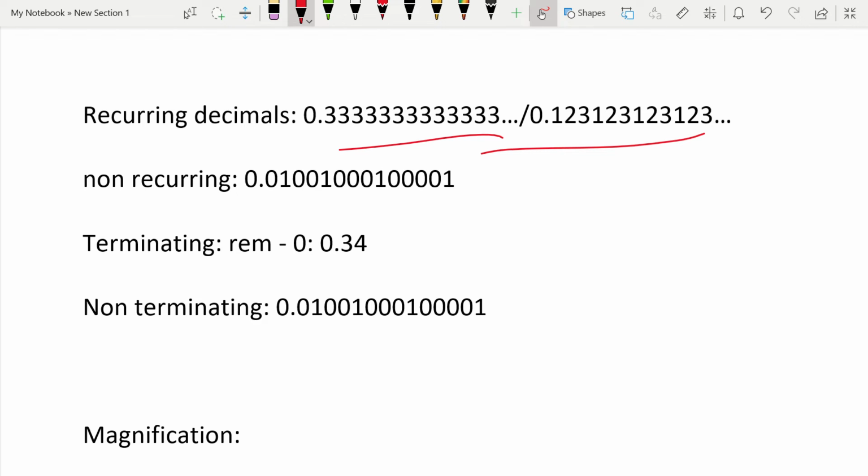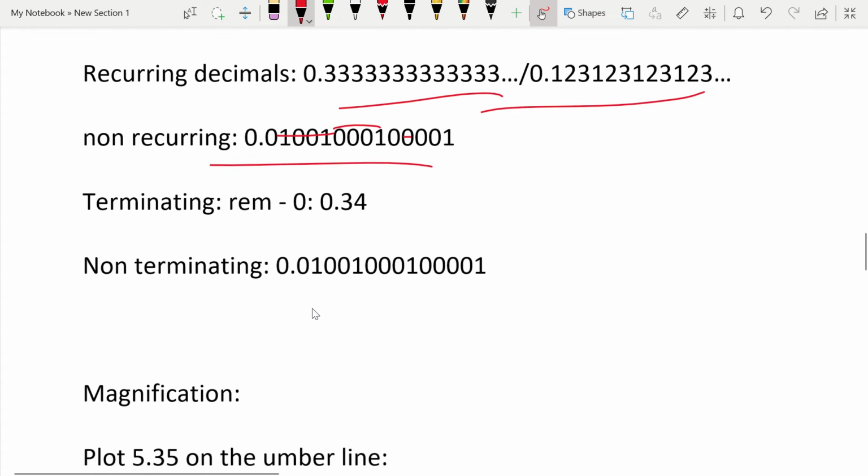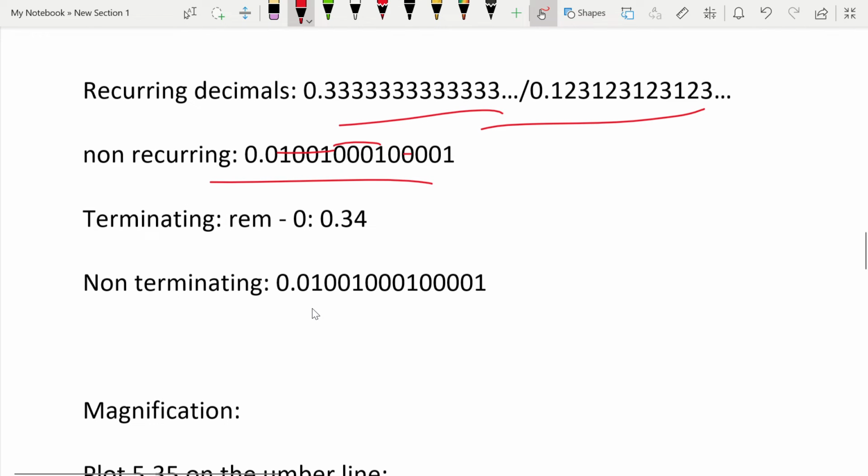So non-recurring are the numbers that I told you before: 0.01, 001, 0001, 0000001. So like that. So they are not recurring because that pattern is not getting repeated. It's getting added on to. You see? Terminating. Terminating meaning remainder is equal to 0.